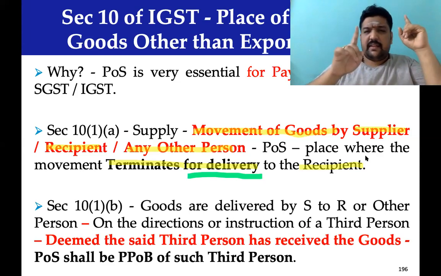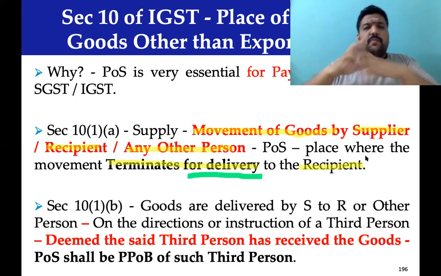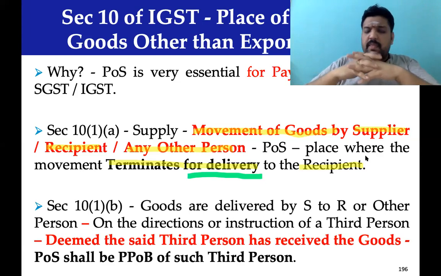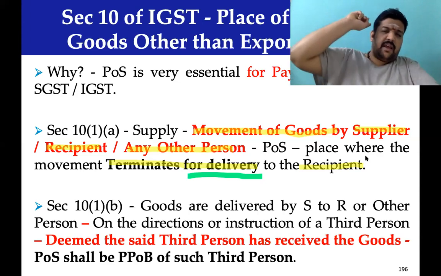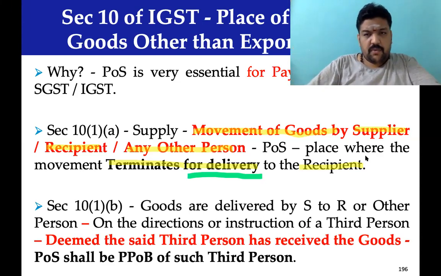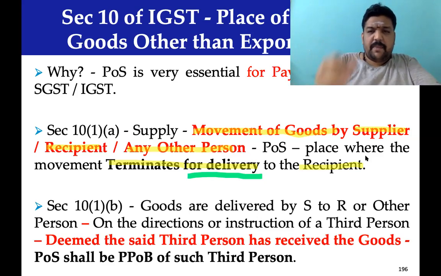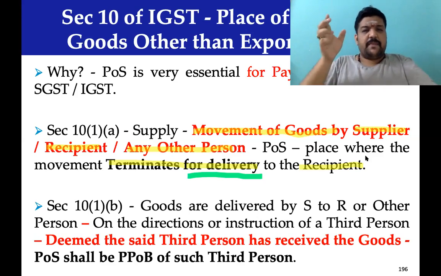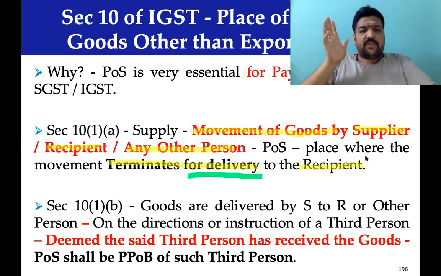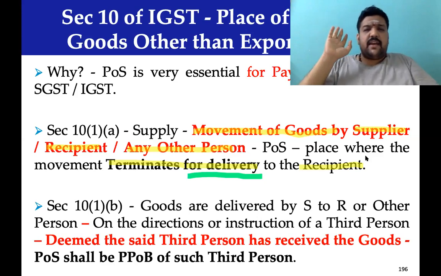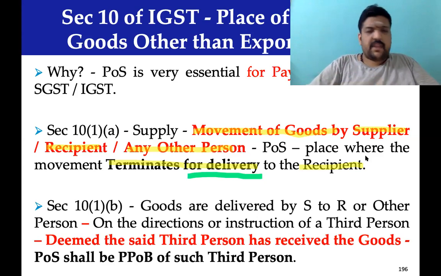Joyalukkas, Kochi showroom, Ernakulam, Kerala. You, the recipient, are located in Tamil Nadu. Now, what is the place of supply? Kerala or Tamil Nadu? If you say the place where the goods were actually delivered, I was delivered the goods in Kerala, so place of supply becomes Kerala.